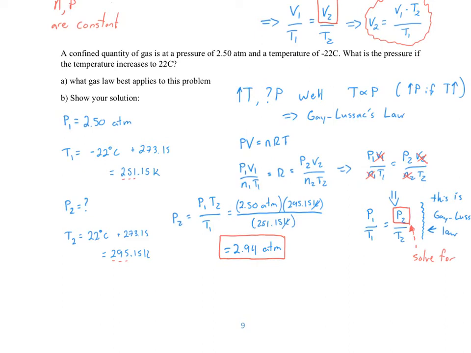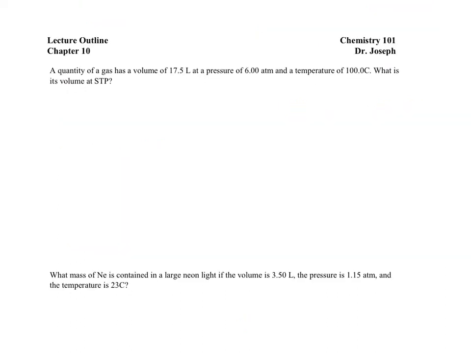Let's go to the next page and look at a few more. Let's read through this problem together. It says, a quantity of a gas has a volume of 17.5 liters at a pressure of 6.00 atmospheres and a temperature of 100 degrees Celsius. What is its volume at STP?